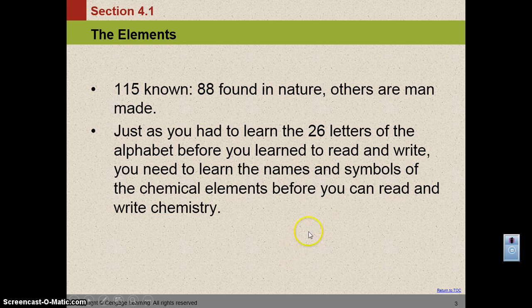So your book says as you've learned the 26 letters of the alphabet, you learn to read and write. By using a combination of those letters, you're going to need to learn the names and symbols of the chemical elements before you can read and write chemistry. And I don't know of anyone that's come up with an alphabet song for the elements, but if you wanted to try that, I'd be interested in hearing it.